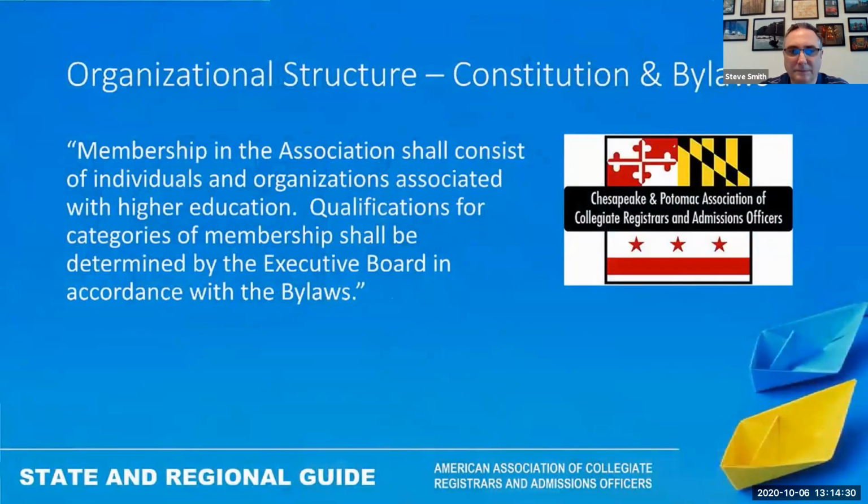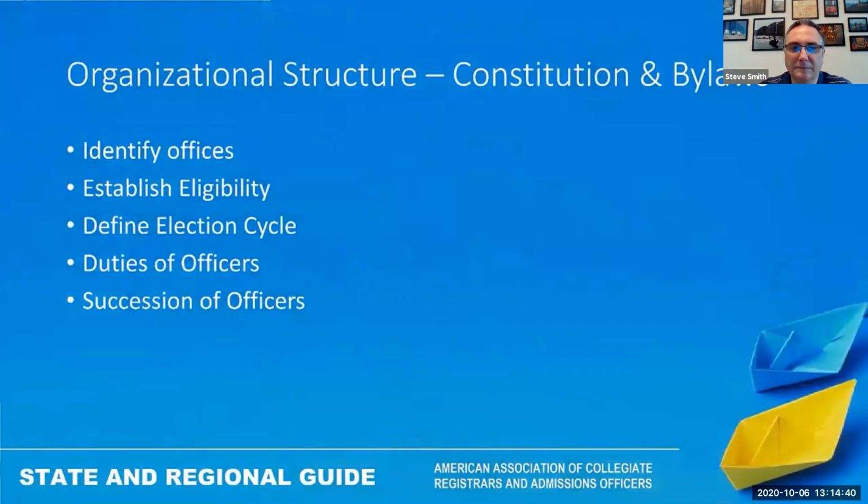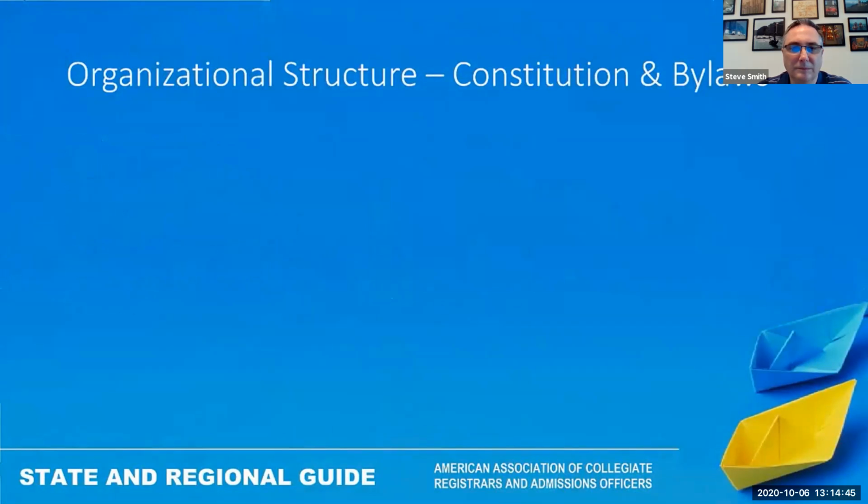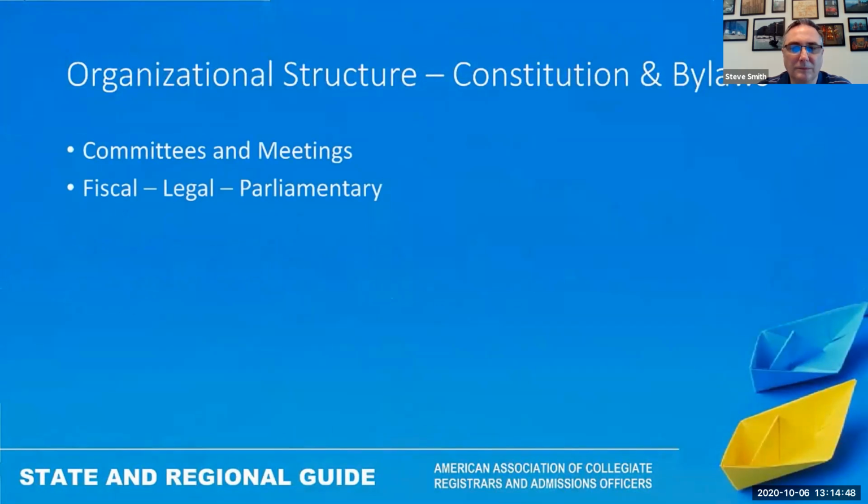The Constitution should outline who's eligible for membership in the association, while the bylaws then can provide the further details, such as the categories of membership, voting eligibility, annual dues, etc. Officers should be defined in the Constitution. Bylaws often address committees and meetings, as well as fiscal, legal, and parliamentary items. All constitutions and bylaws must describe the process by which they are amended. And typically, the terms for amending the Constitution are much more strict than for amending the bylaws.